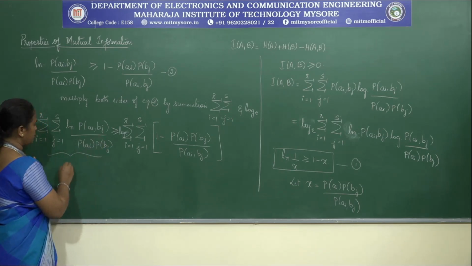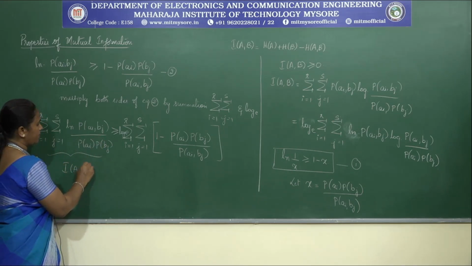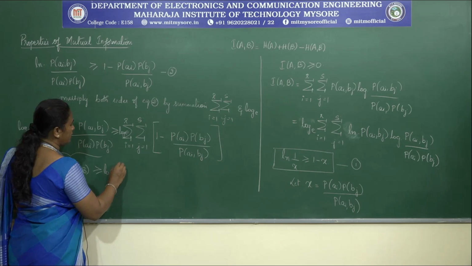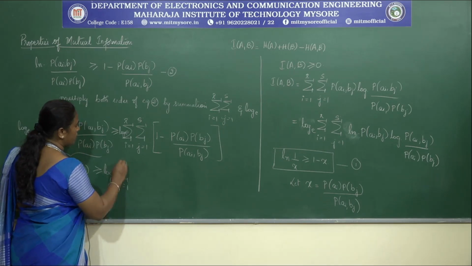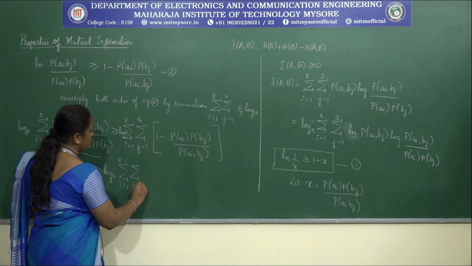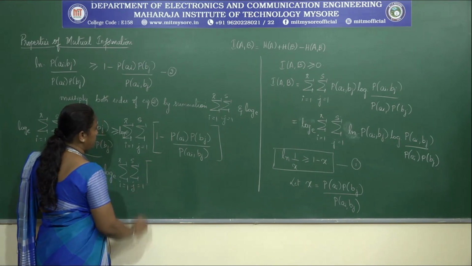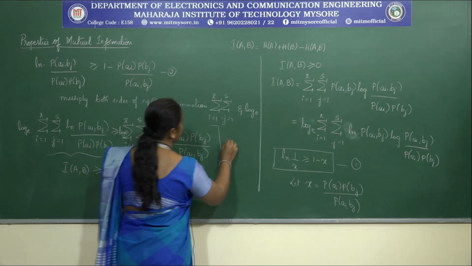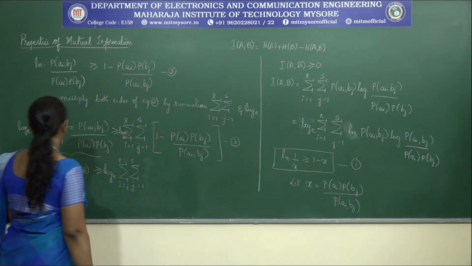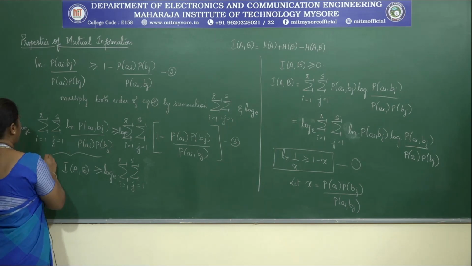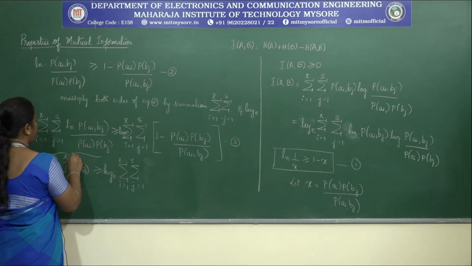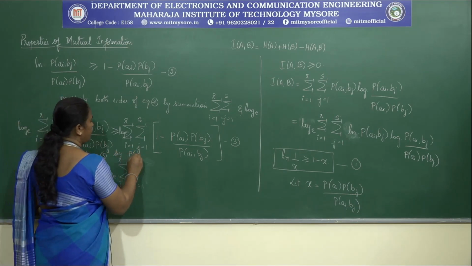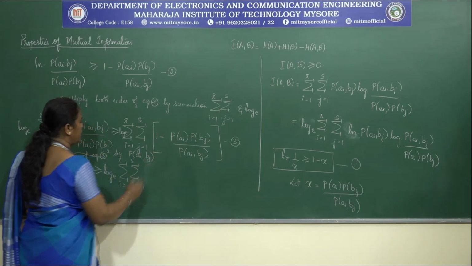So what about this equation? This equation is nothing but your I of a comma b, is it? So it is greater than or equal to log base e double summation of i is equal to 1 to r, j is equal to 1 to s. Let us represent this by equation 3, then multiply both sides of equation 3 by P of ai comma bj.